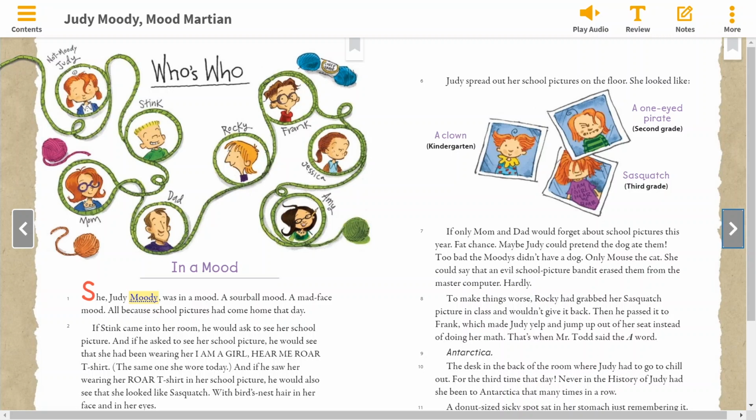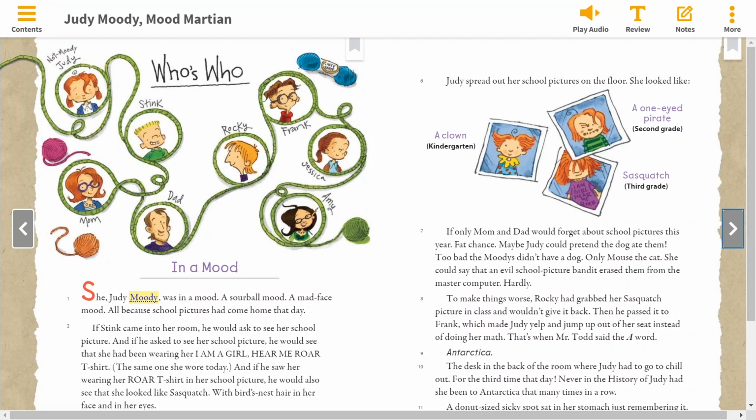If only Mom and Dad would forget about school pictures this year. Fat chance. Maybe Judy could pretend the dog ate them. Too bad the Moody's didn't have a dog. Only Mouse, the cat. She could say that an evil school picture bandit erased them from the master computer. Hardly. To make things worse, Rocky had grabbed her Sasquatch picture in class and wouldn't give it back. Then he passed it to Frank, which made Judy yelp and jump out of her seat instead of doing her math. That's when Mr. Todd said the A word.